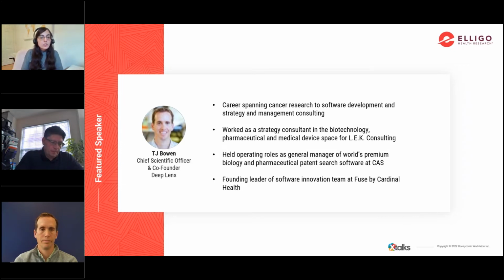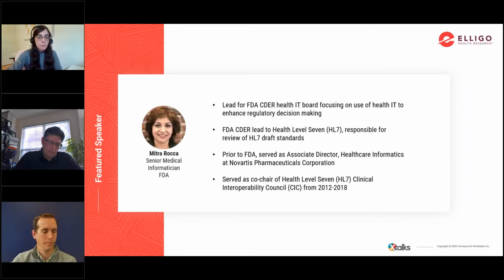Dr. Bowen has also held operating roles as the general manager of the world's premium biology and pharmaceutical patent search software at CAS. More recently, he was a founding leader of the software innovation team at Fuse by Cardinal Health, where his teams developed innovative products for healthcare providers, pharmaceutical companies, and patients. Dr. Bowen was a Regents Scholar at the University of California at San Diego, where he received his doctorate in biomedical sciences, and graduated with honors from Pepperdine University with a Bachelor of Science in Biology.